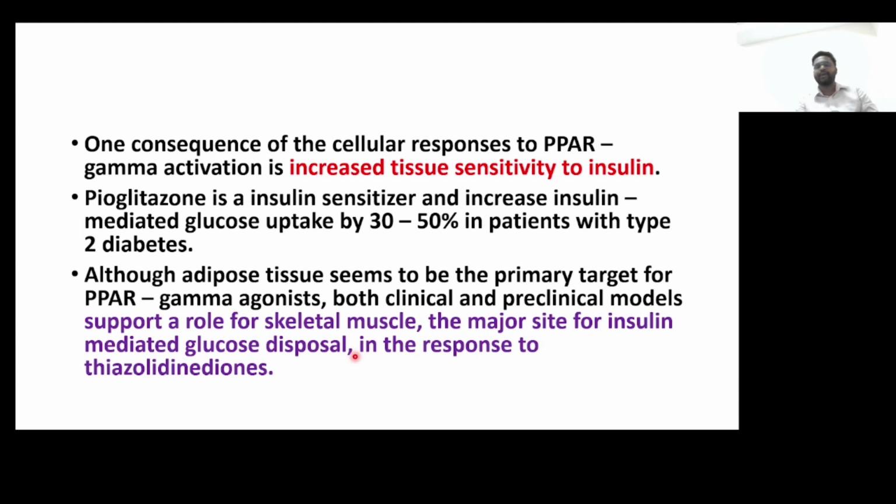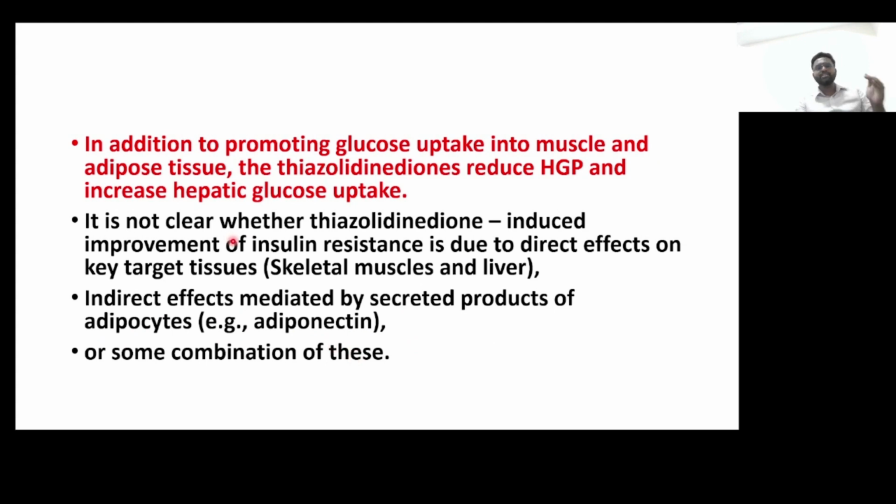In addition to promoting glucose uptake into muscle and adipose tissue, like metformin, thiazolidinediones reduce hepatic glucose production and increase hepatic glucose uptake. So it is not clear whether the thiazolidinedione-induced improvement of insulin resistance is due to direct effects on key target tissues like skeletal muscle and liver, or due to indirect effects mediated by the secreted products of adipocytes like adiponectin, or because of a combination of these direct and indirect effects.